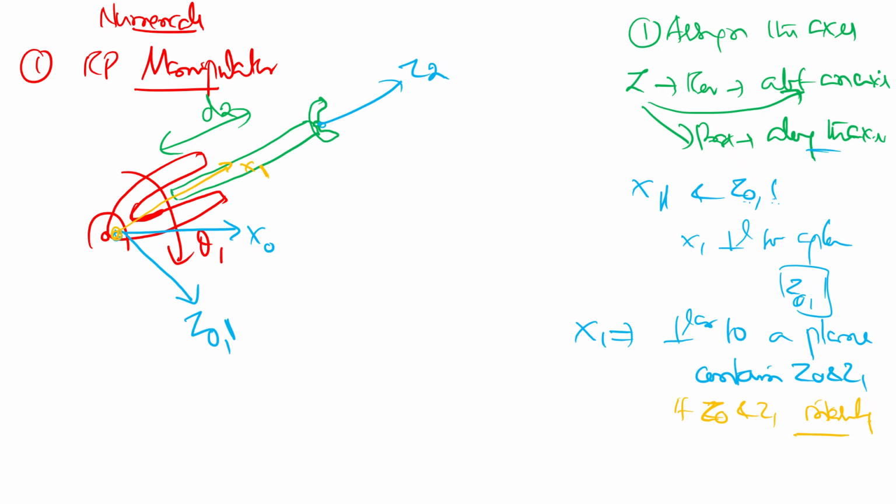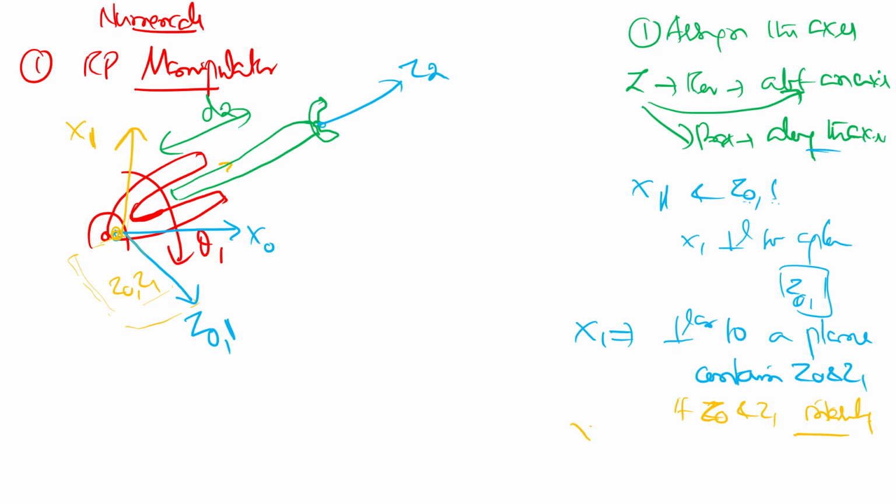This x1 should be perpendicular to this, or in some books we can do it like this also, but the concept is the same. This is x1, and it should be perpendicular to the plane containing z0 and z1. So this is the plane. Now your x1 is perpendicular to the plane containing z0 and z1.